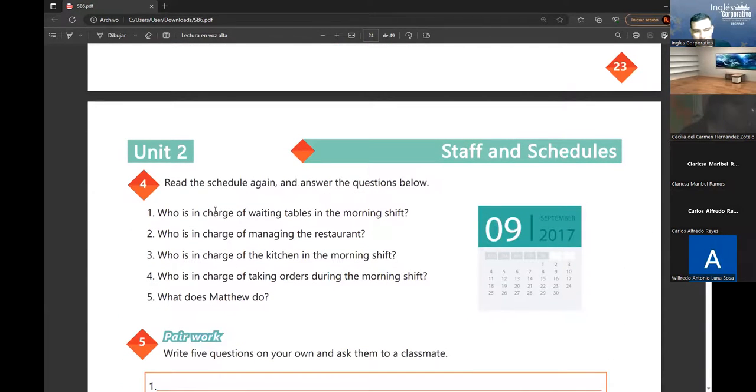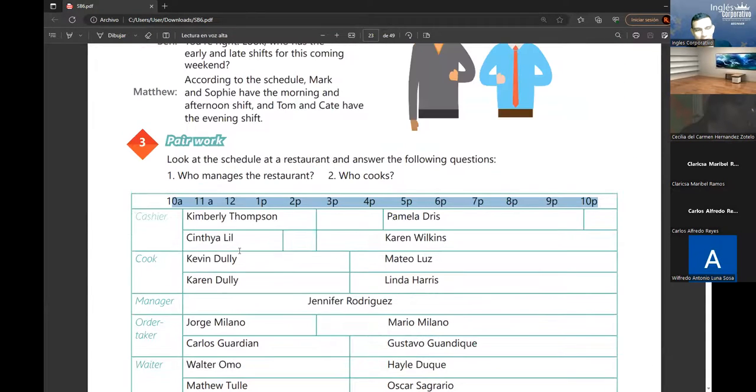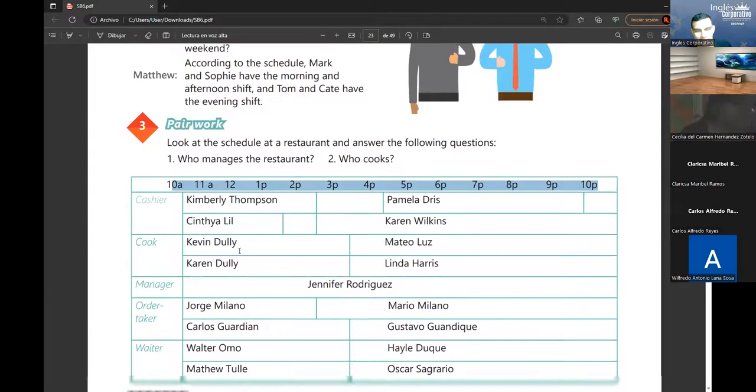Tenemos esta pregunta y dice, who is in charge of waiting tables in the morning shift? ¿Quién es el encargado de esperar las mesas en el horario de la mañana? Y así sucesivamente. Entonces vamos a contestar todas estas preguntas dependiendo del calendario o el horario que podemos ver en esta página.